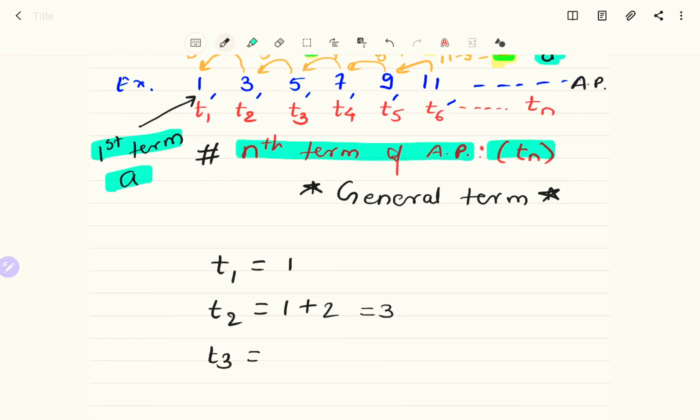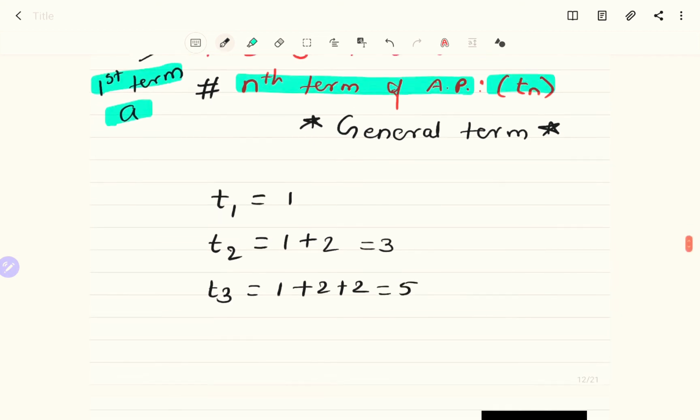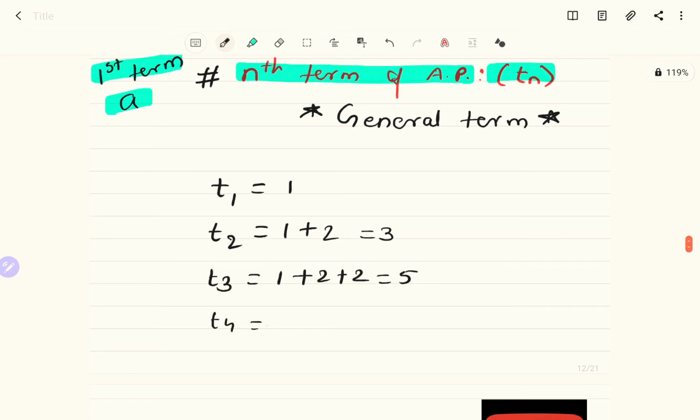If you want the third term, do a simple thing: just add this D to the second term. What is this 3? This is 1 plus 2. I am adding one more common difference to it, and obviously you will get 5. So if you observe here, if I want the next term, every time go on adding the common difference.